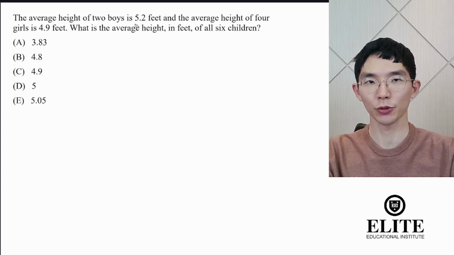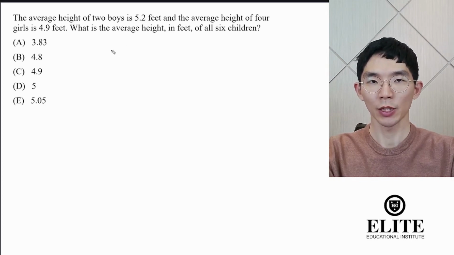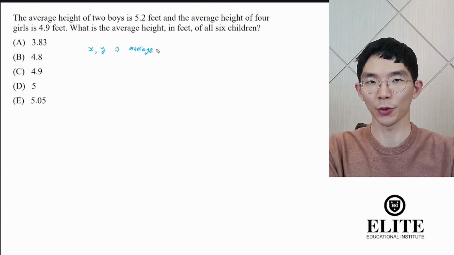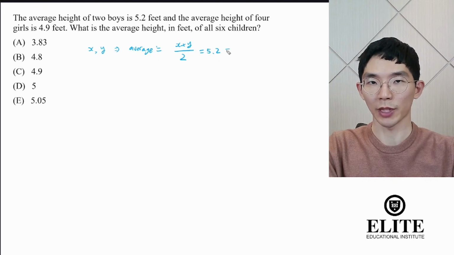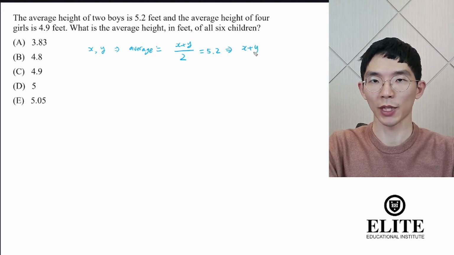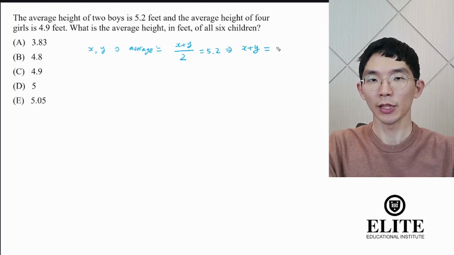The average height of the 2 boys is 5.2 feet, which means what? If I let the heights of the 2 boys be x and y respectively, then my average for those two is going to be the sum of those two values divided by the number of data values, which is 2, equal to 5.2. So that means the sum of the two heights of the boys is going to be 2 times 5.2, which is equal to 10.4.